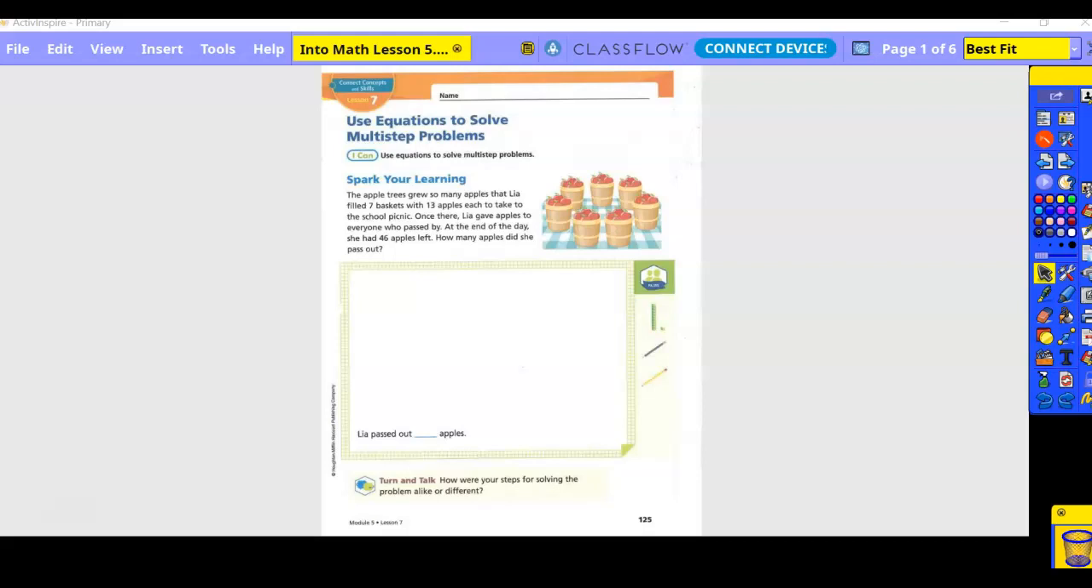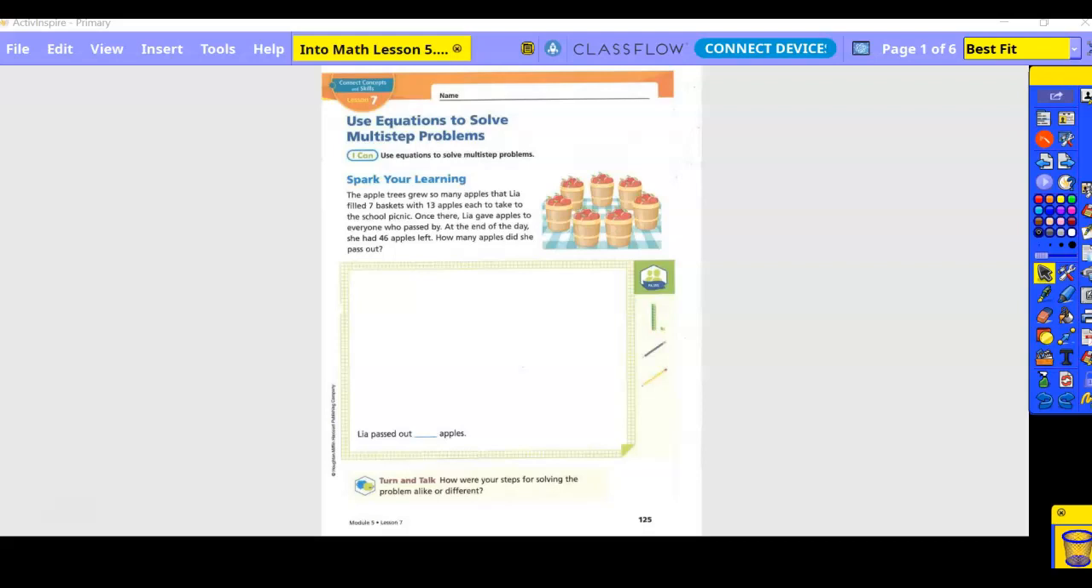Spark your learning. The apple tree grew so many apples that Leah filled 7 baskets with 13 apples each to take to the school picnic. Once there, Leah gave apples to everyone who passed by. At the end of the day, she had 46 apples left. How many apples did she pass out?